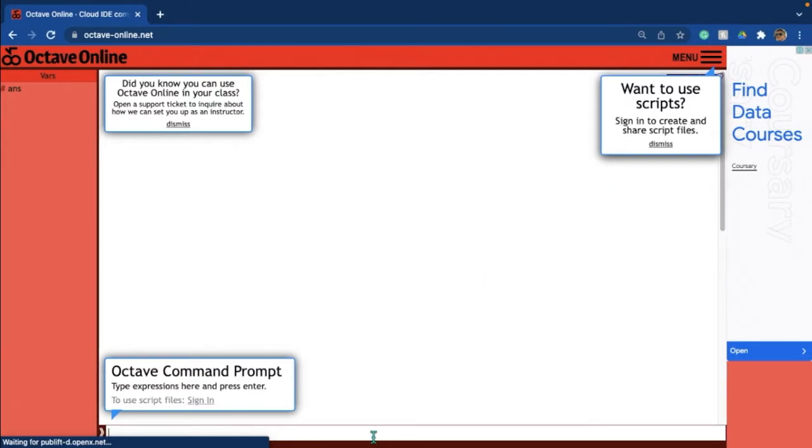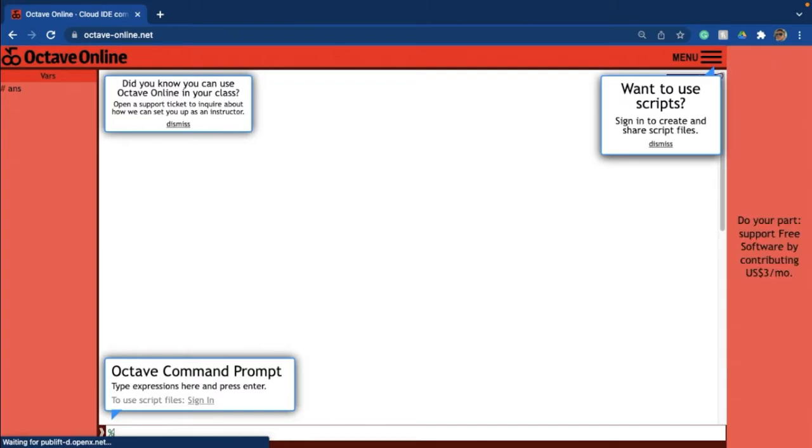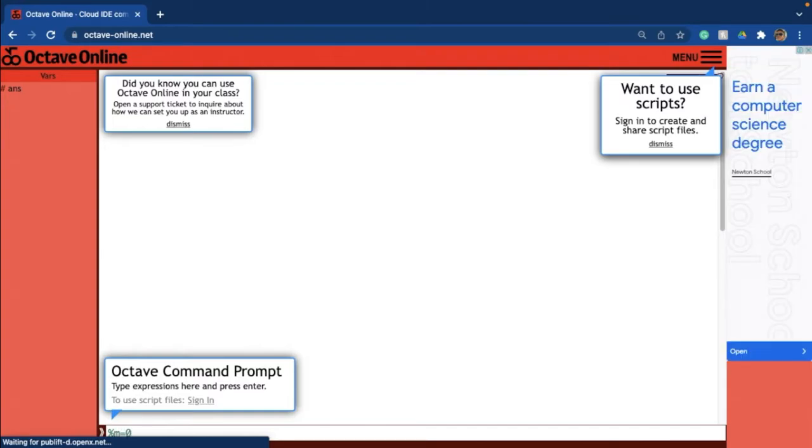I am using Octave Online. You can use MATLAB. Since I didn't have MATLAB on my laptop here, I'm using the online platform. So let's start with the coding part with the first case, when my m is equal to 0. This is my case 1.